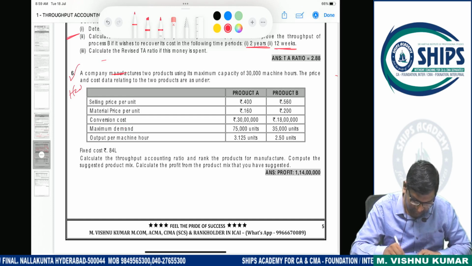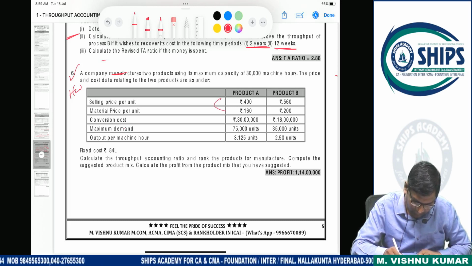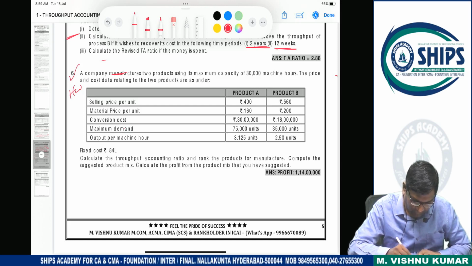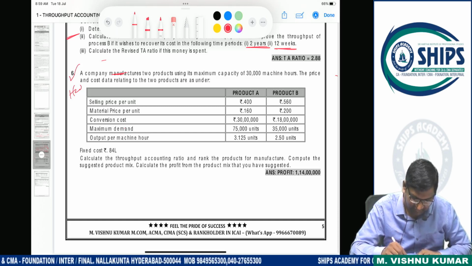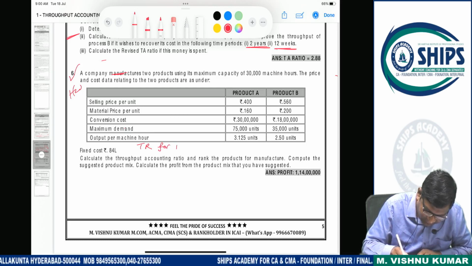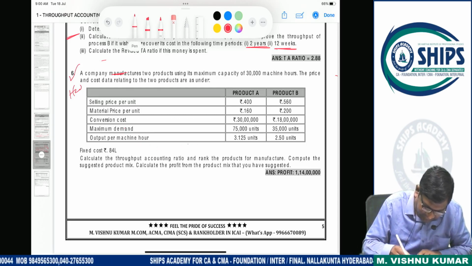Thereafter conversion cost is given, maximum demand given, output per machine hour given 3.125, 2.5. So this is output per machine hour, meaning in 1 hour how much quantity they are producing. But the throughput contribution you calculate here will be per unit, so this is also required in the same manner. In 1 hour they are producing 3.125 units. It means for 1 unit how much time is required, that we have to calculate. So you have to calculate the time required for 1 unit.